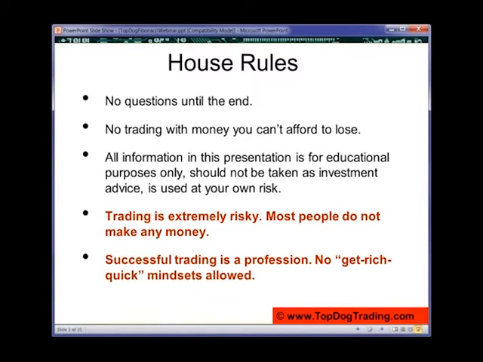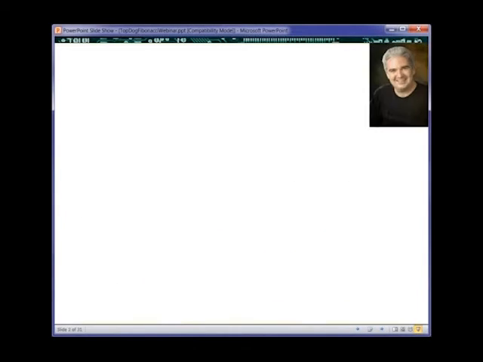So here at Top Dog Trading, we do not allow any get-rich-quick mindsets. Some people make a lot of money trading. Most people don't. The way to make a lot of money is to treat it like a real profession, just like any other real profession, meaning get a great education, be a good student of that education, study hard, learn the nuances of whatever you're trading, and give it time. Don't expect it to happen overnight. That would be unrealistic. So come in with your eyes wide open and with realistic expectations.